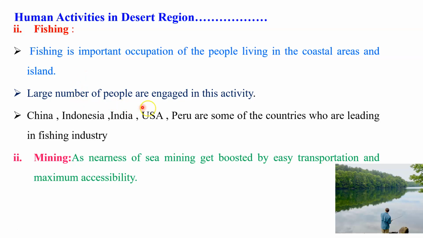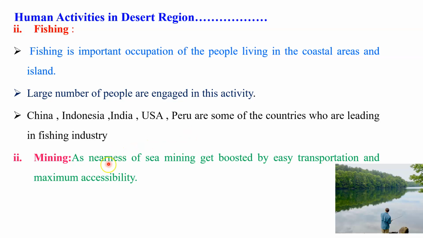A large number of the people of the world engage in this activity. I'm talking especially about China, Indonesia, USA, Peru. These are the very important countries where the fishing industry is developed on a large scale. Even in India also, we have fishing activity that is developed in Kerala, in Maharashtra, in Tamil Nadu, and some part of Goa. We have a very developed fishing industry.